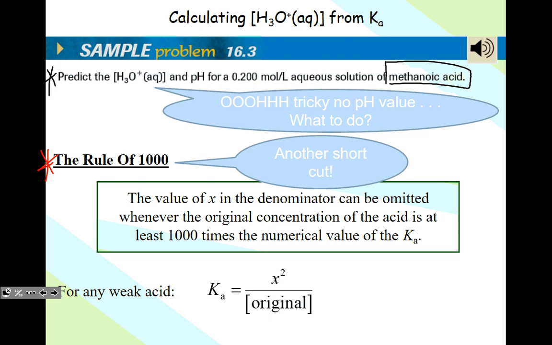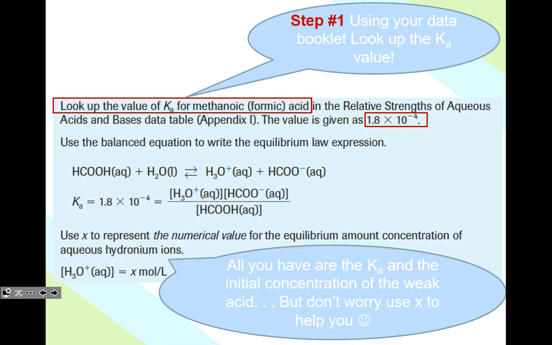So this is a really fancy shortcut rule. I'm going to read it to you, and let's just think about it and be prepared to use it. The value for x in the denominator can be omitted whenever the original concentration of the acid is at least 1,000 times the numerical value of the Ka. This will always be true. If it weren't true, then we'd have another situation on our hands, which we'll talk about in a couple of minutes.